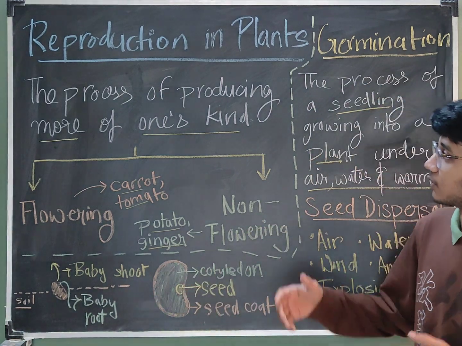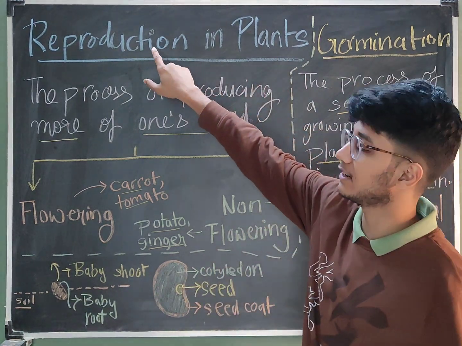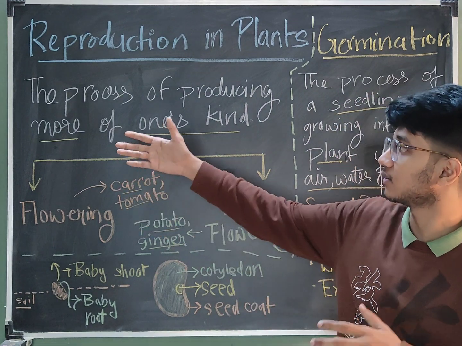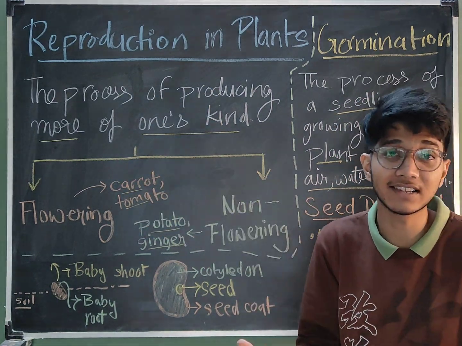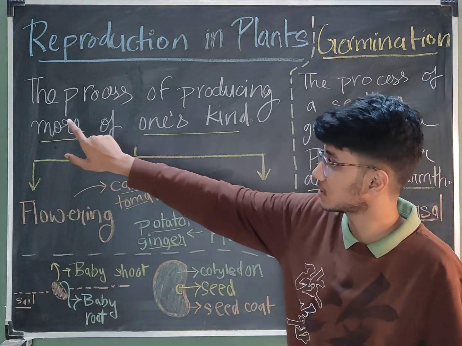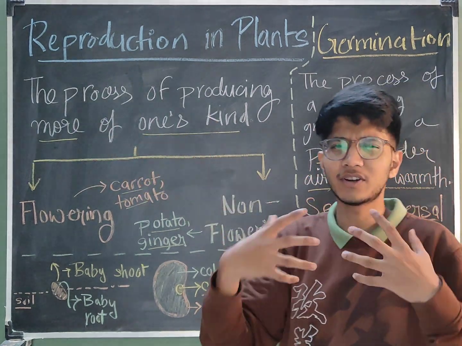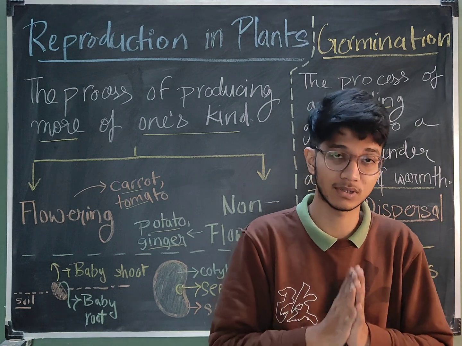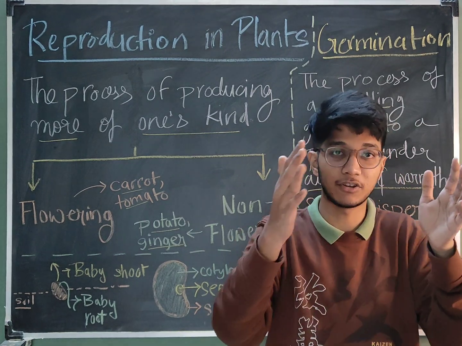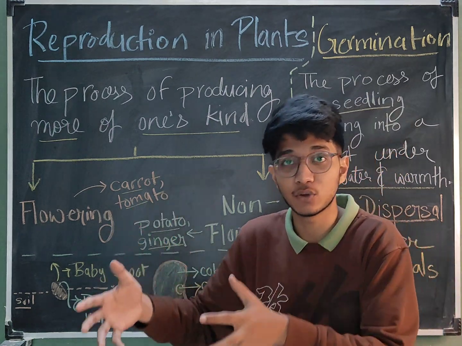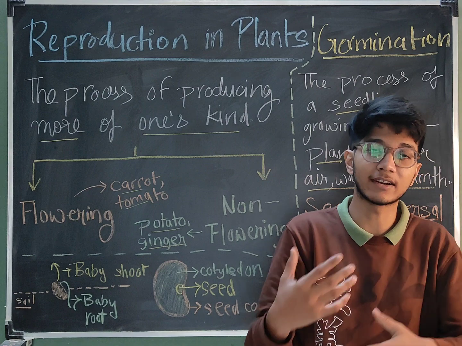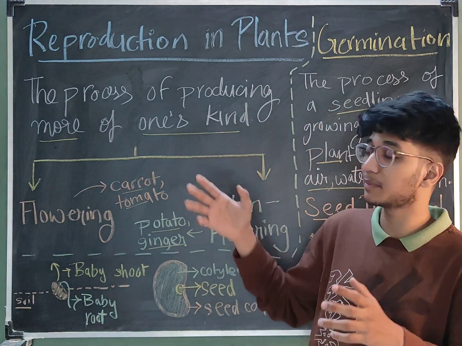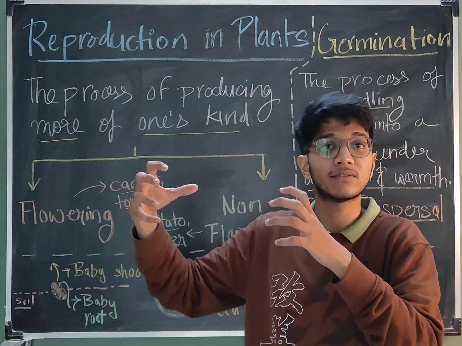So first of all, we are going to talk about what is exactly reproduction. Reproduction is nothing but when some organism, for example plants, produces more of its own kind. What do you mean by more of its own kind? It's like the process that your family goes through as well. For example, your grandparents had your parents, your parents had you, and this process keeps on going to continue your own kind. Your own kind basically means your own family.